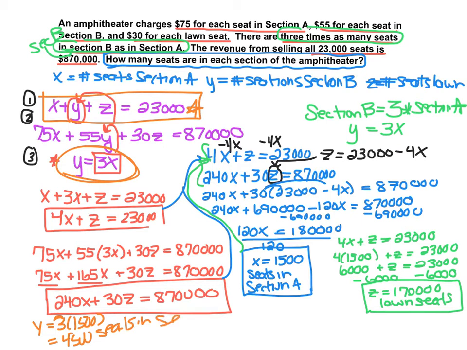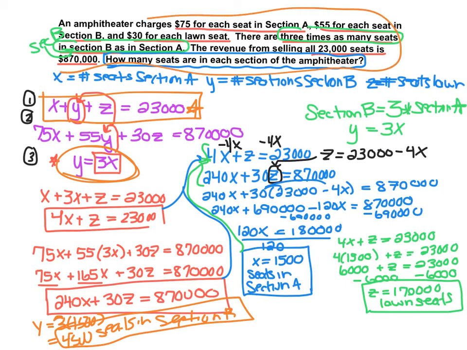in section B. So we were able to solve for 1,500 seats in section A, 4,500 seats in section B, and 17,000 lawn seats satisfy all of the constraints in this particular situation. It gives us 23,000 total seats that give us a revenue of 870,000, and we also have 3 times as many seats in section B as in section A.